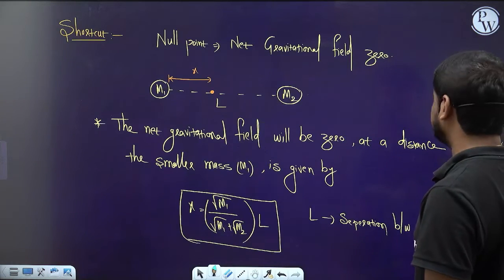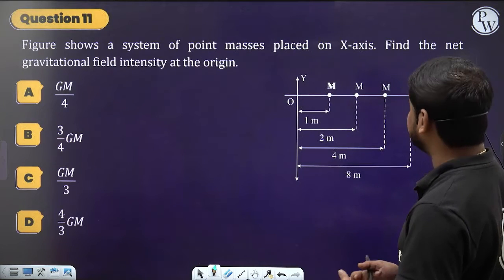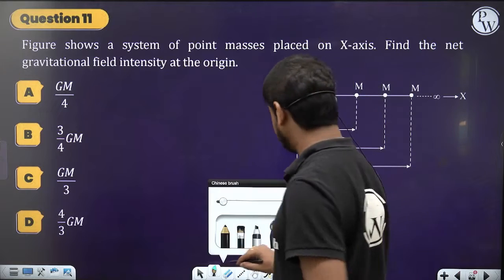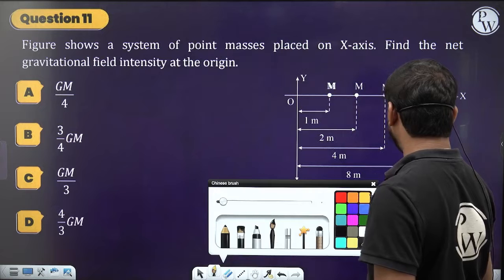This one you should remember. Then this question you can take as homework. Can you guys take this as homework? The net gravitational field you have to find.